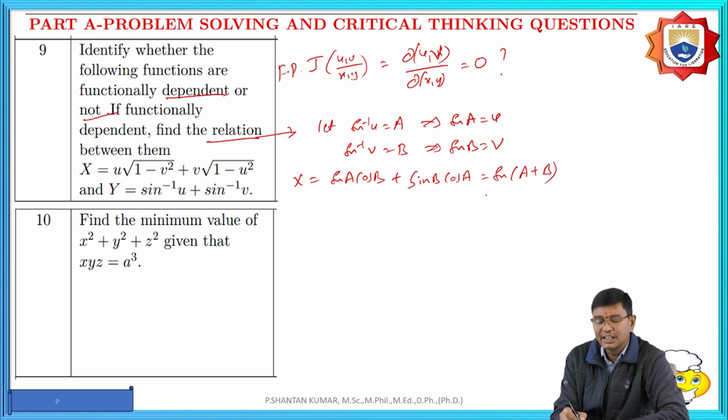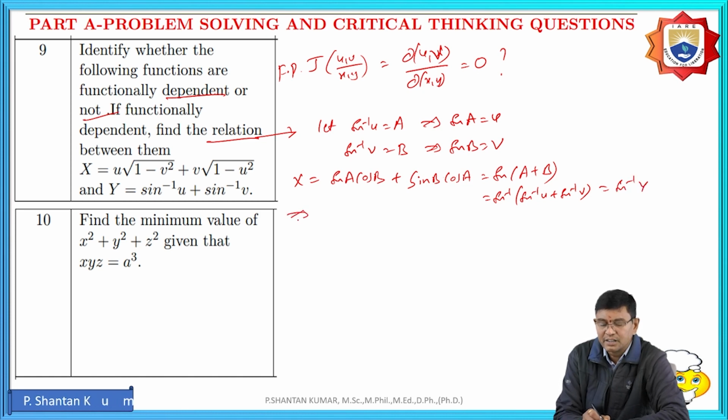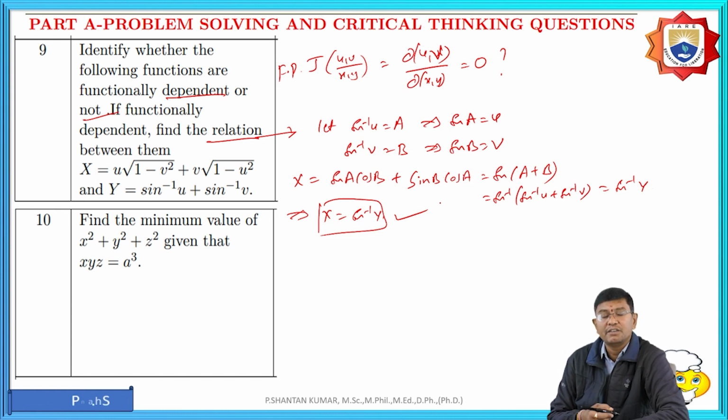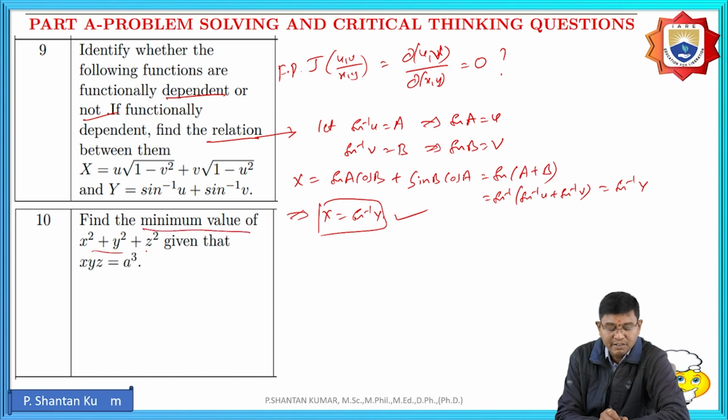And a is nothing but sin inverse u plus sin inverse v, and it is also clearly sin inverse of y. That means the final solution is x is equal to sin inverse y, that is the final solution. That is the relation between the conditions, easy to do, depending upon the inverse trigonometric functions. We need to find the solutions and find the minimum values of the given function.